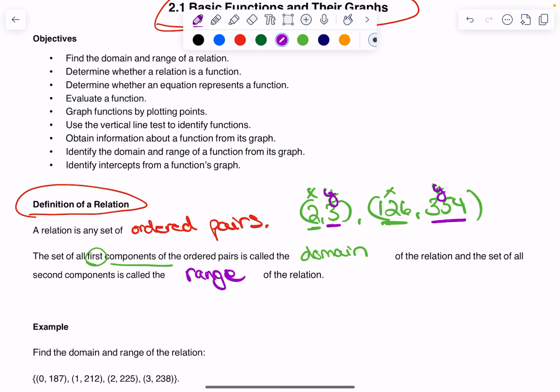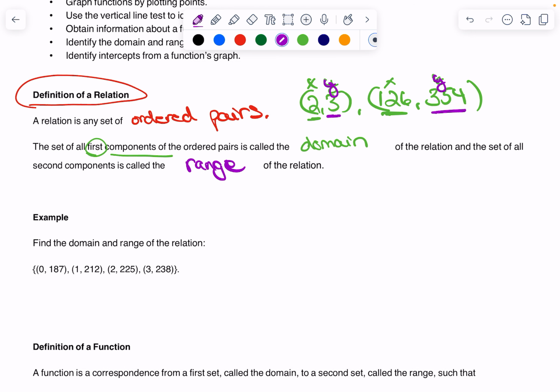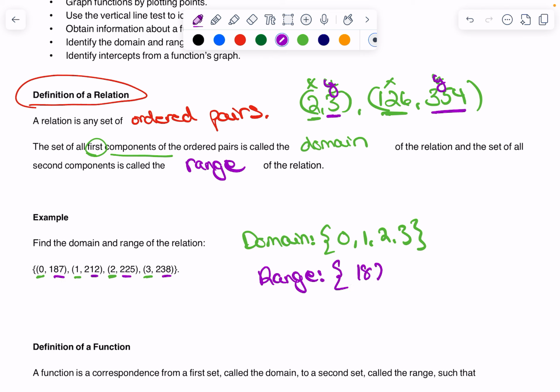Okay, so in this example, we're going to find the domain and the range of the relation. We see the first components, the x coordinates, 0, 1, 2, and 3. And domain is a set, so we're going to use braces for it. So {0, 1, 2, 3}, we're just listing it inside the braces. The range for this is the y coordinates, the second components, so 187, 212, 225, and 238. And we close the braces.